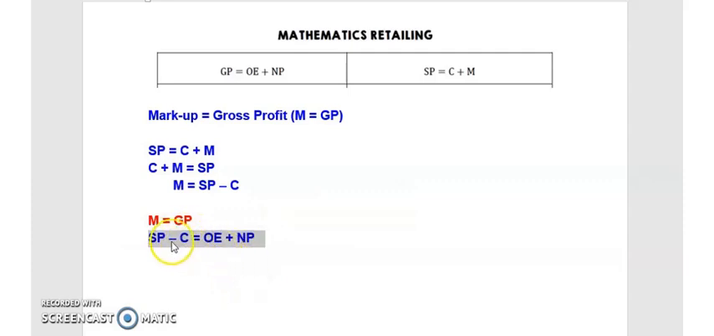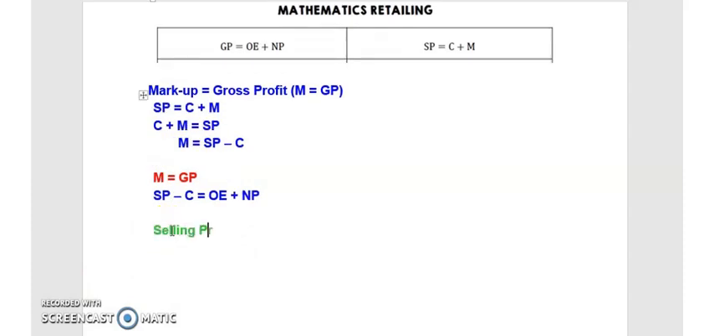That means you have cost and you have operating expenses. From this formula, we can derive another four formulas, which are selling price equals what, cost equals what, OE equals what, and NP equals what. Now let's say I want to find the formula for selling price.